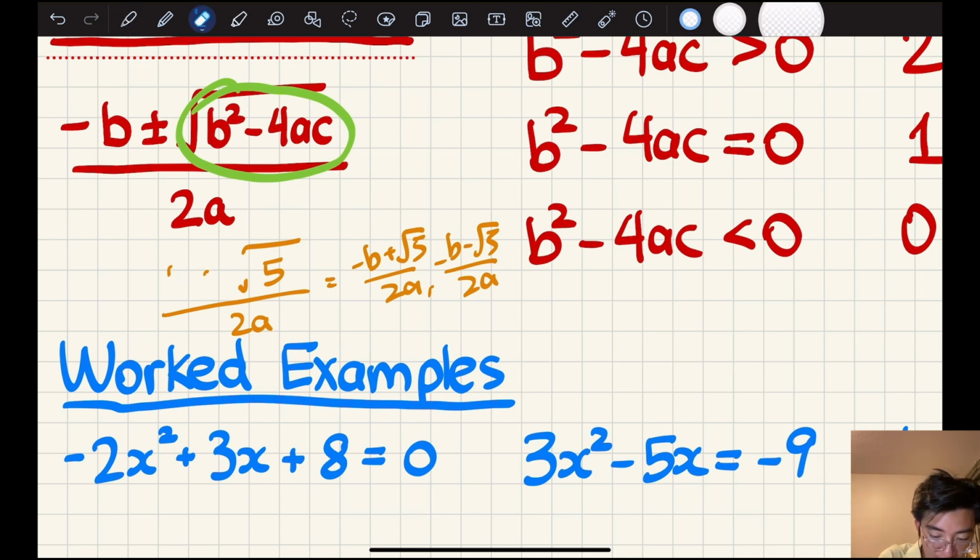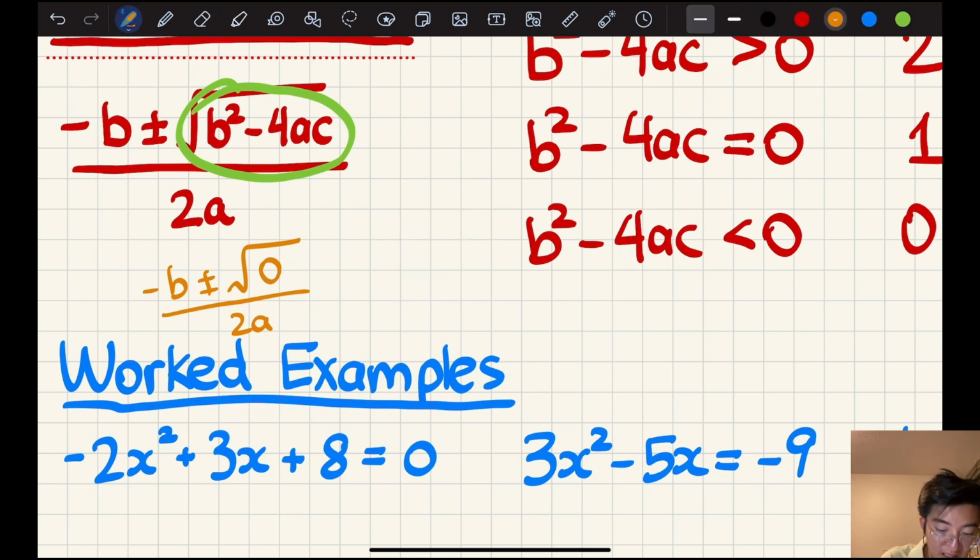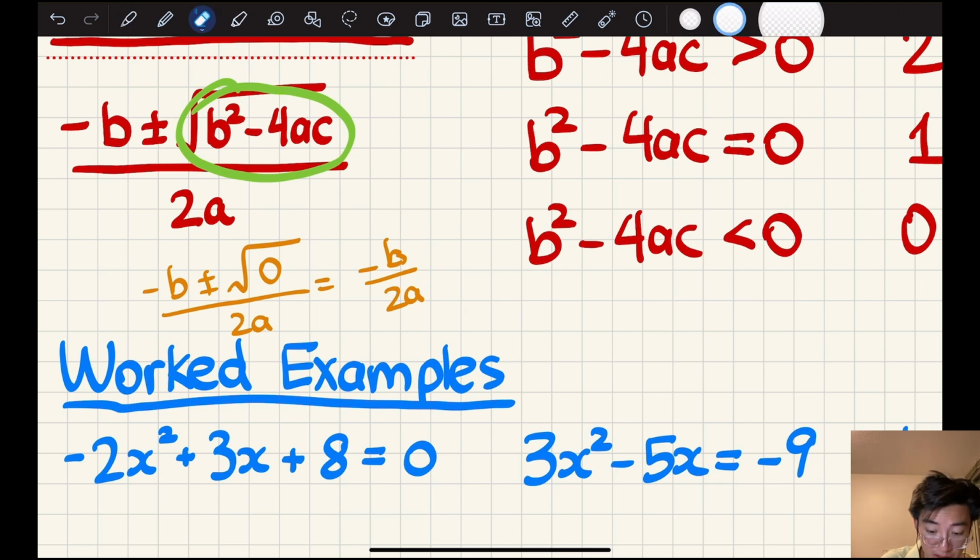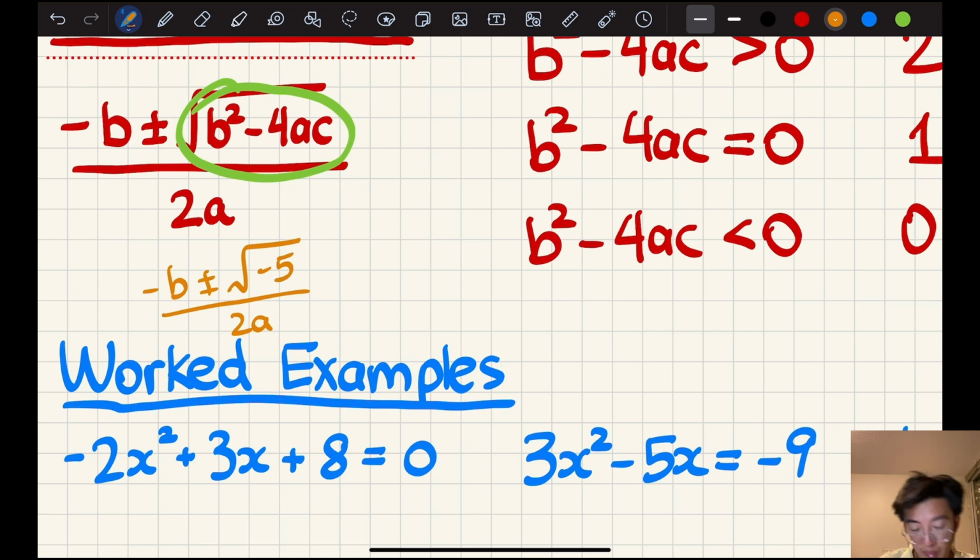Now in our next scenario, we have 0 right here, which means that negative b plus or minus 0 will just be negative b, so we'll only have one solution, which is just negative b over 2a. In the last case here, we have a negative number, negative 5 for example. Now, that's illegal. You cannot square root a negative number unless we're working with imaginary numbers, but in this case, we are not.